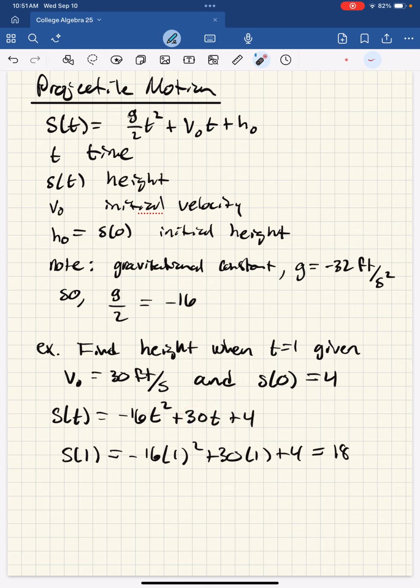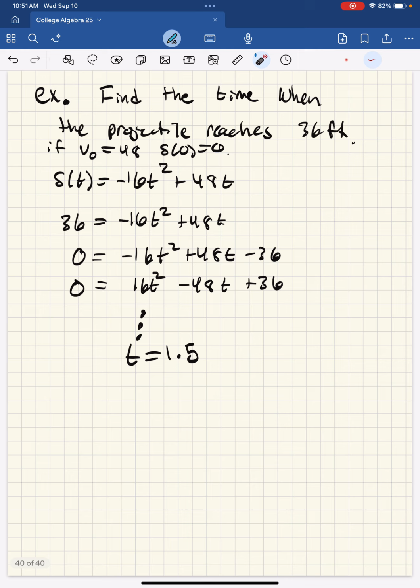Now this is asking us to find height, so we need to find s when t equals 1. All that means is substitute t equals 1, and then we output 18 feet. We could also find the time given a certain height for the projectile. This example says find the time when the projectile reaches 36 feet if v0 is 48 and s of 0 is 0. So the object is launched from the ground.